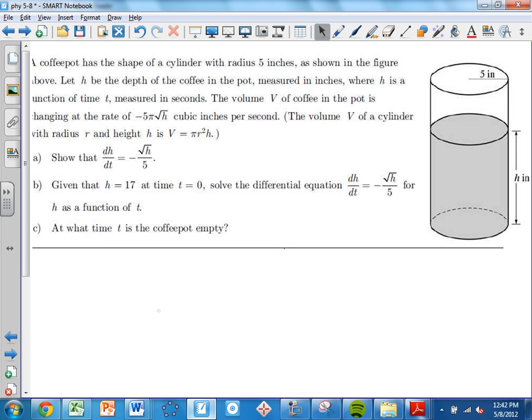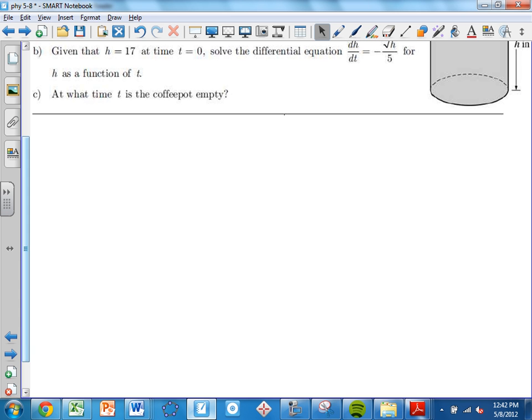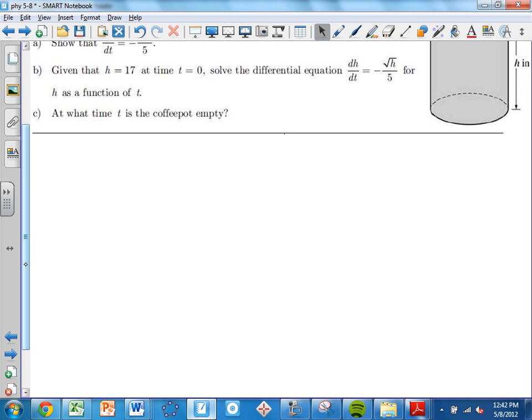All right, there you go. Now, in the second part, we're given that at h equals 17, the time is 0. Right? What is that called then? Initial condition. Initially at 0, the height is 17. We're trying to solve this differential equation for h as a function of time. So this is like our slope fields, when we had dy dx and we move the stuff around. So let's start by writing out our differential equation here. And I'm going to move it down to there because that's all we need. When they ask you to solve the differential equation for h as a function of t, does that mean you're doing the integral?